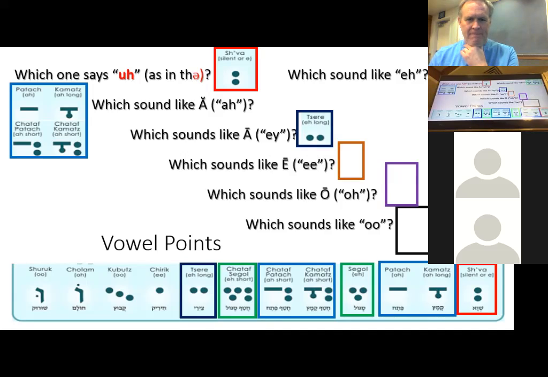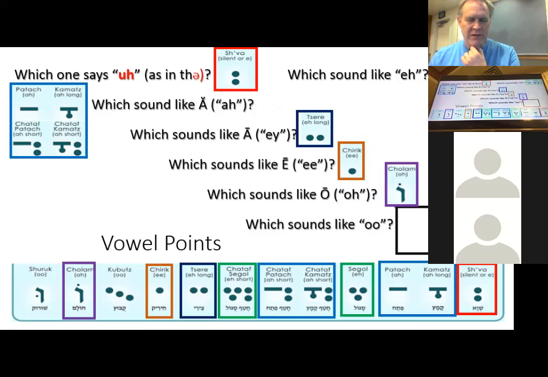Sorry. And this is the Kirik. No, this is the Kirik. Okay. All right. The U sound. Oh, I'm sorry, the O sound. This is Cholam. Okay, that's the O sound.